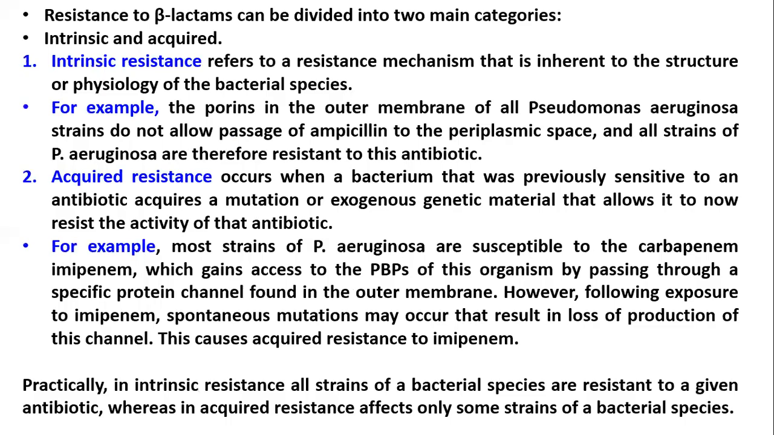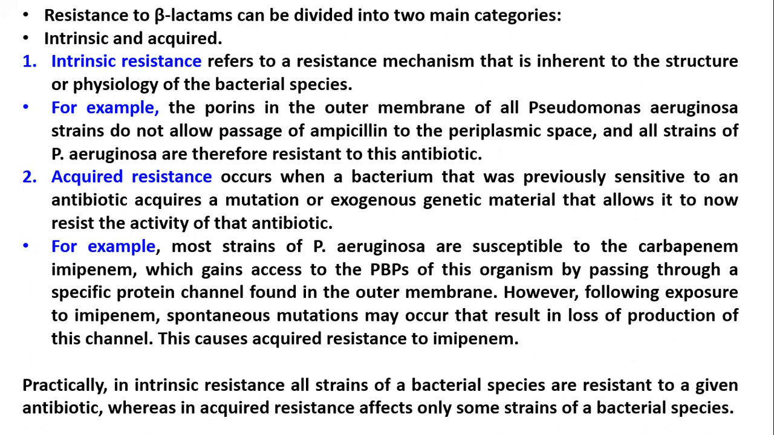Okay, so first of all you should know about the resistance. There are two types of resistance to beta lactam drugs. One is intrinsic resistance and the other is acquired resistance. So in simple terms, intrinsic resistance means that the resistance is present from the start of the process, it is already present. For example, there is an antibiotic, and when we introduce it for the first time to a bacteria, it cannot act against that bacteria, so it is basically intrinsic resistance.